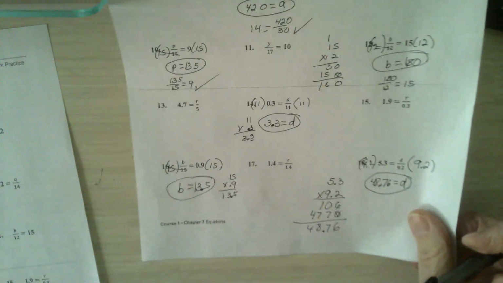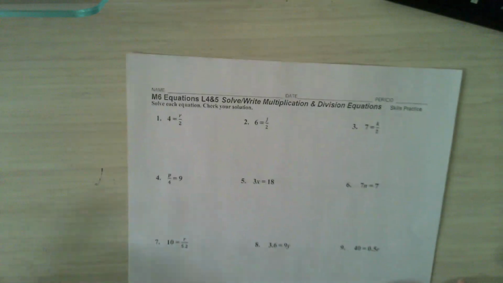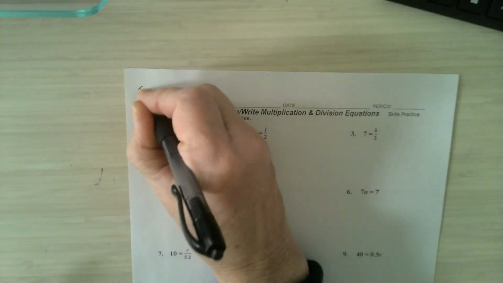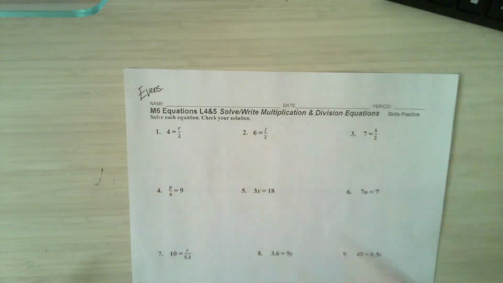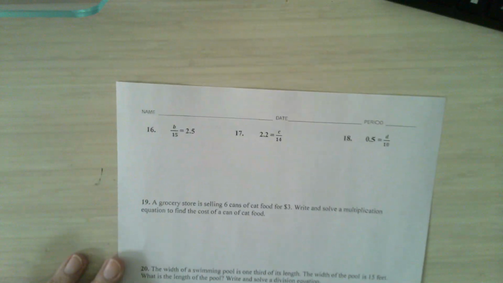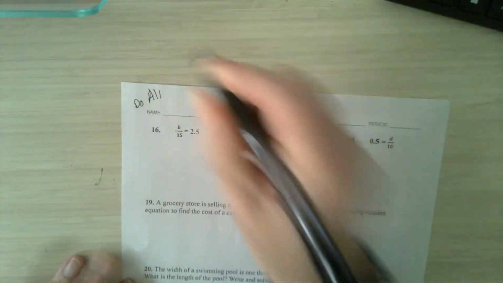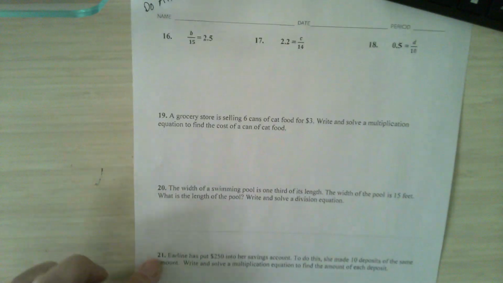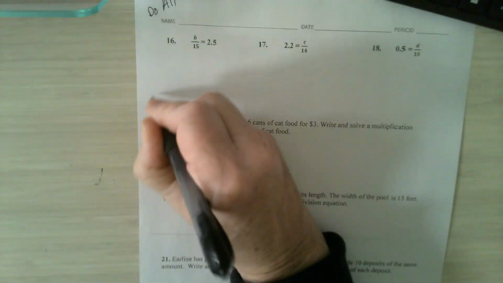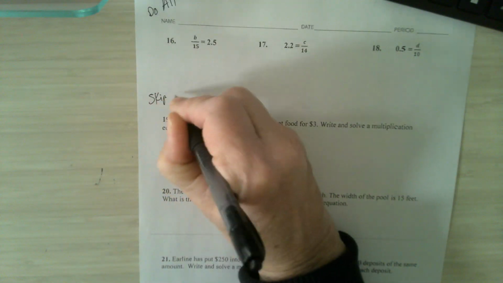Now, what would I like for you to do for homework? Your homework assignment is the next worksheet. I would like for you to do the evens on this side. On the back, do all. You can skip one word problem. You're allowed to skip one word problem.